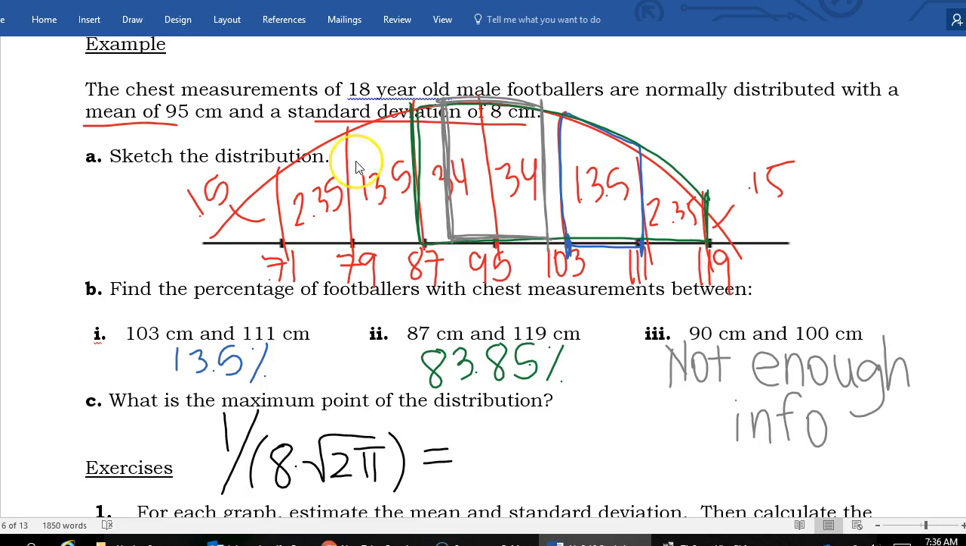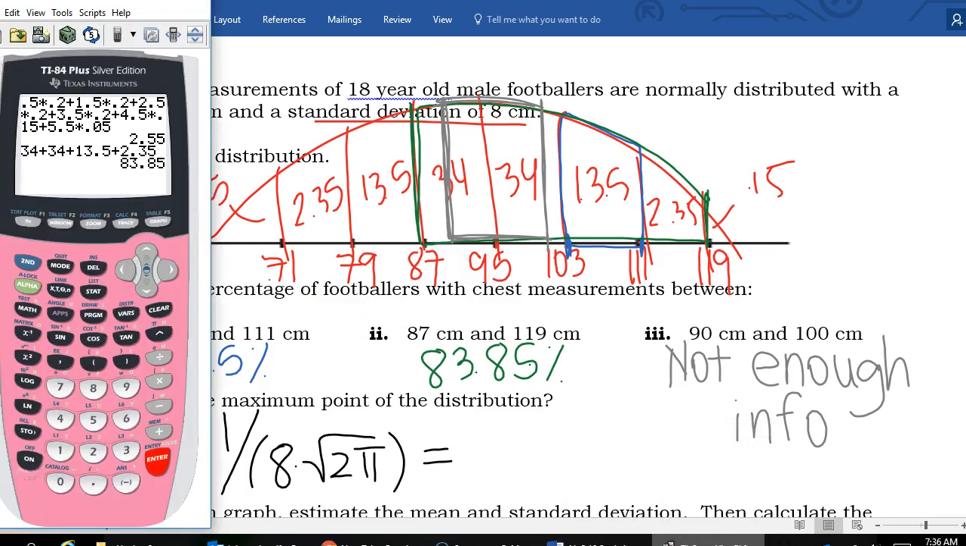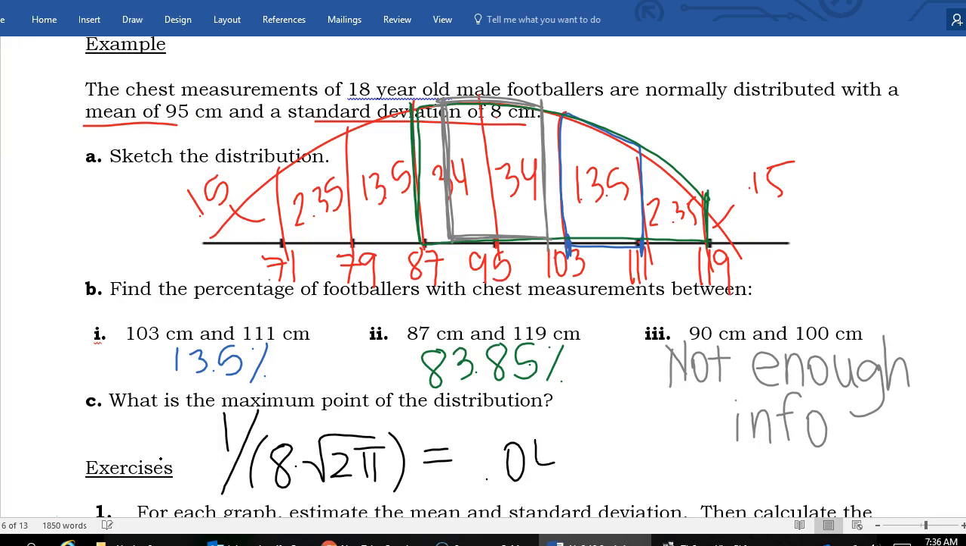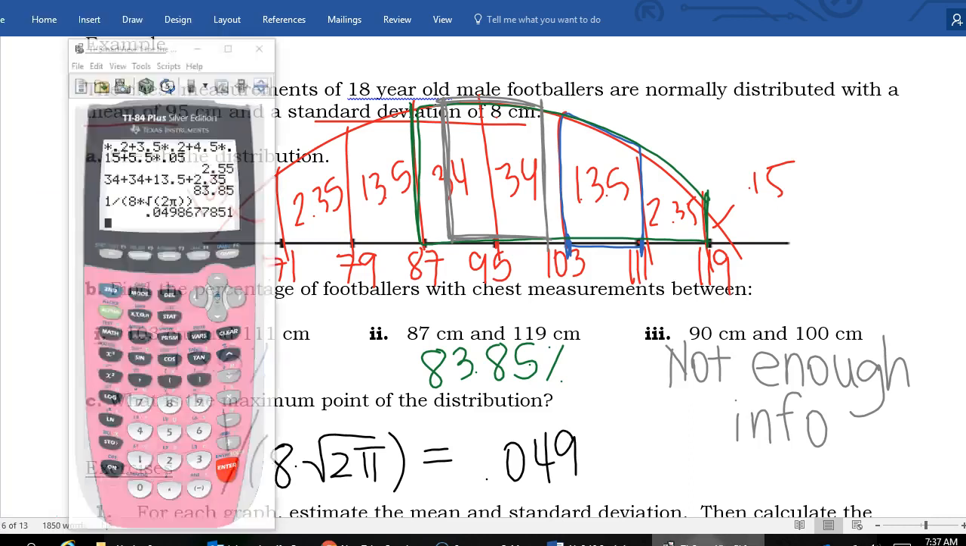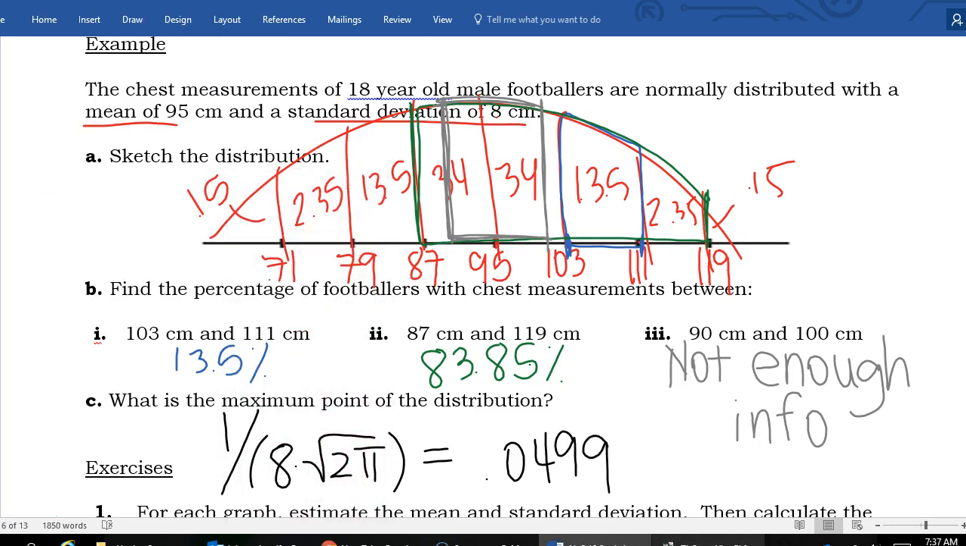I'm going to go back to my calculator here. That is 1 divided by, in parentheses, 8 times the square root of 2 pi. Close it once for the root, close it once for the denominator. If you forget to close those, the answer still comes out the same, but we are at 0.0499. Probably could have said 0.05, but I wanted to have a number rounded correctly.